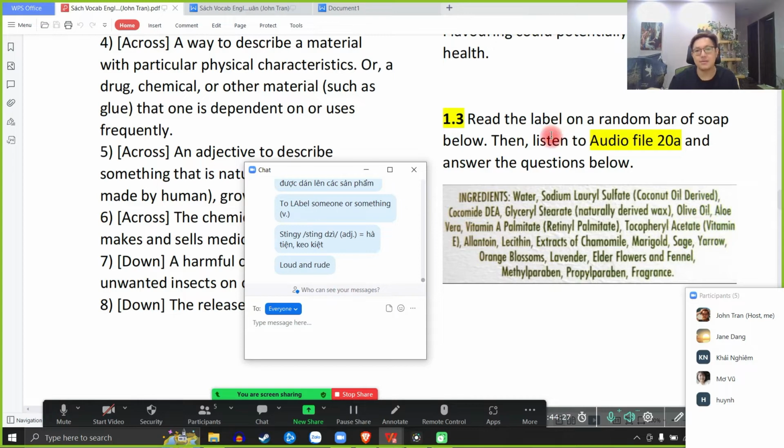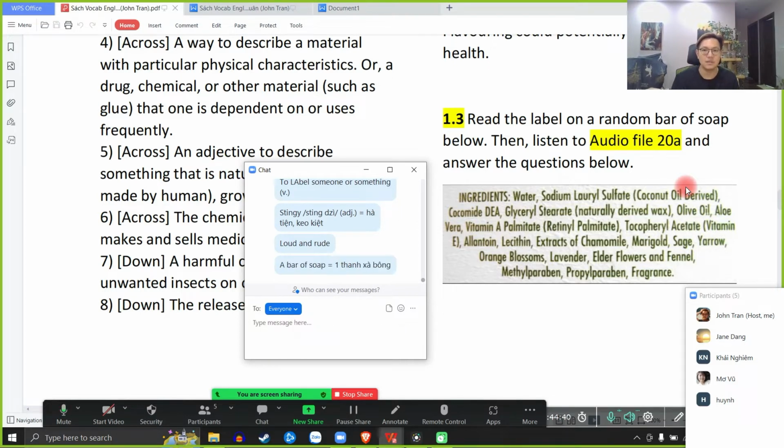Anyway, let's read the label on a random bar of soap. Các bạn đọc cái nhãn trên một cái thanh xà bông ngẫu nhiên nào đó. A random bar of soap. A bar of soap. Một thanh xà bông. Bên dưới. Then listen to audio file 22A and answer the questions below. Ingredients. Okay. Ingredients. Ingredients là thành phần. Water, nước nè. Sodium lauryl sulfate.